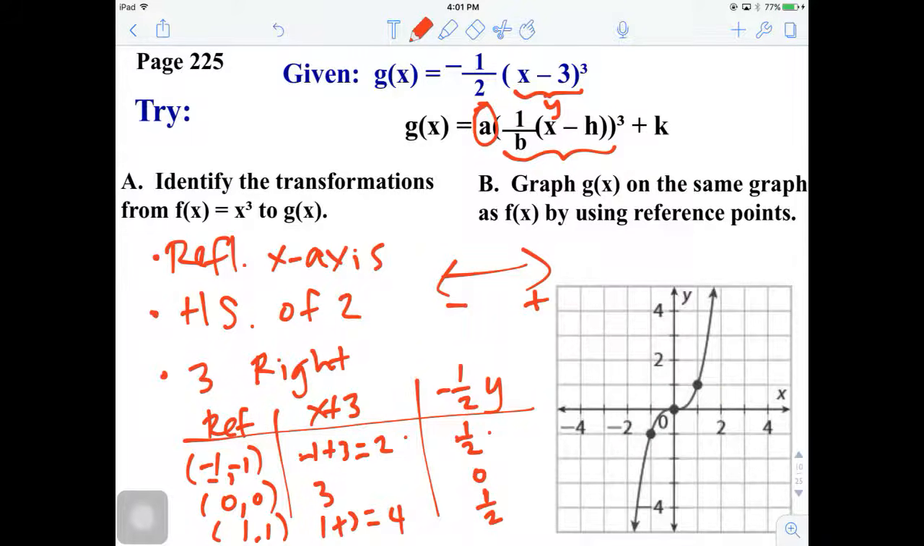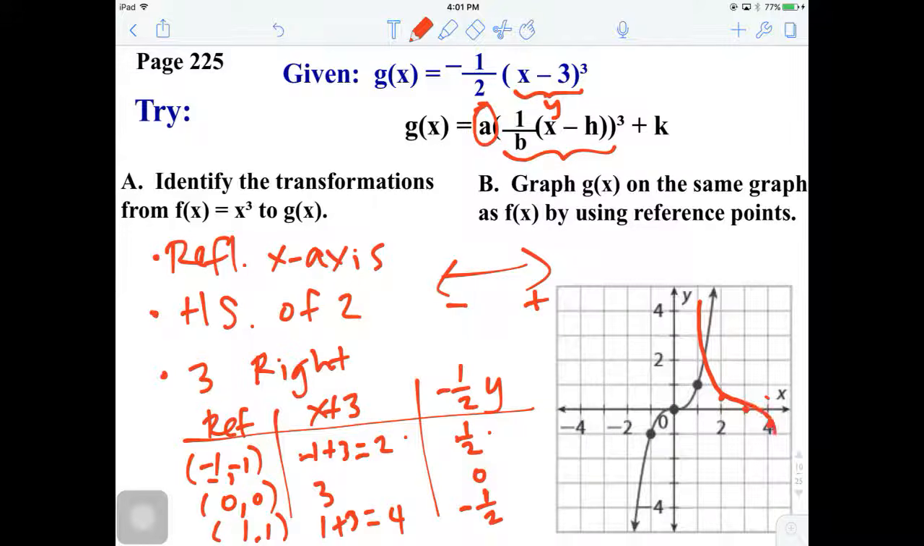So we have the 3 new points, 2 and 1/2. So 2 and 1/2 is like right there. And then 3, 0 is right there. And then 4 and negative 1/2, it should be negative 1/2, which is right there. So notice that this is where my new graph is going to be.